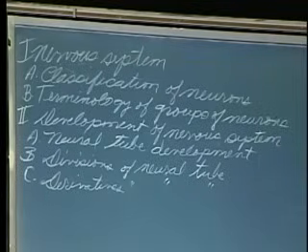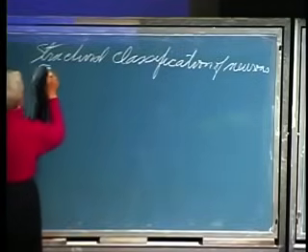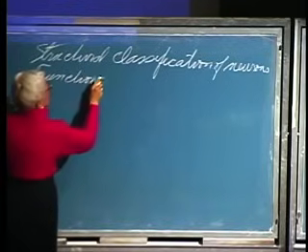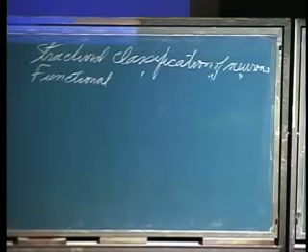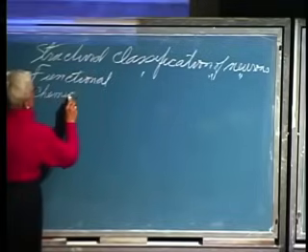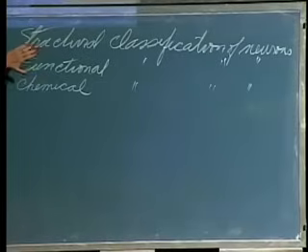Let's start this morning with our classification of neurons. We have a structural classification, a functional classification, and a chemical classification. You can use any of them when you're talking about neurons. So let's begin with our structural classification.